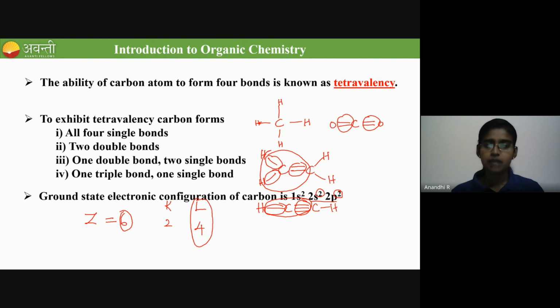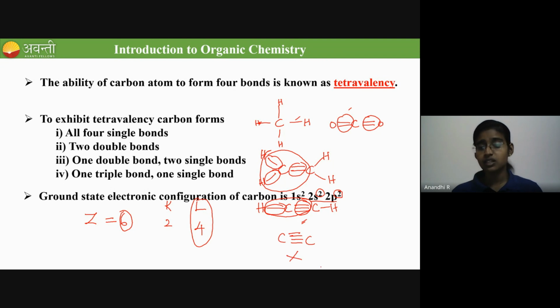And carbon is able to form multiple bonds also. It is forming a single bond, a double bond here, and a triple bond. So it is forming double, single, and triple. It cannot form a quadruple bond. Carbon quadruple carbon, this kind of system is not possible.